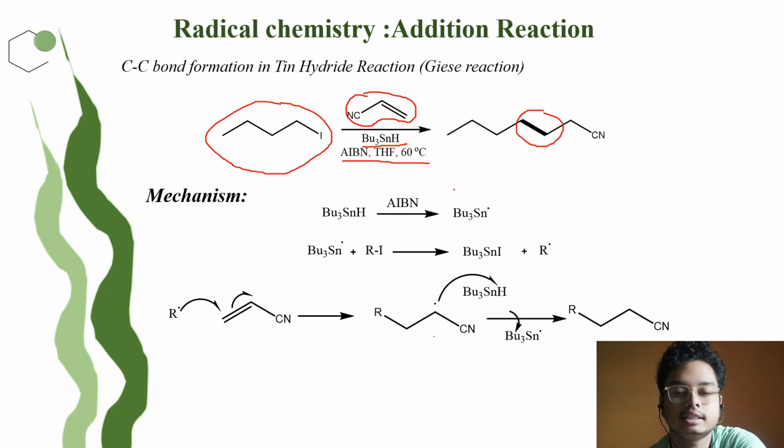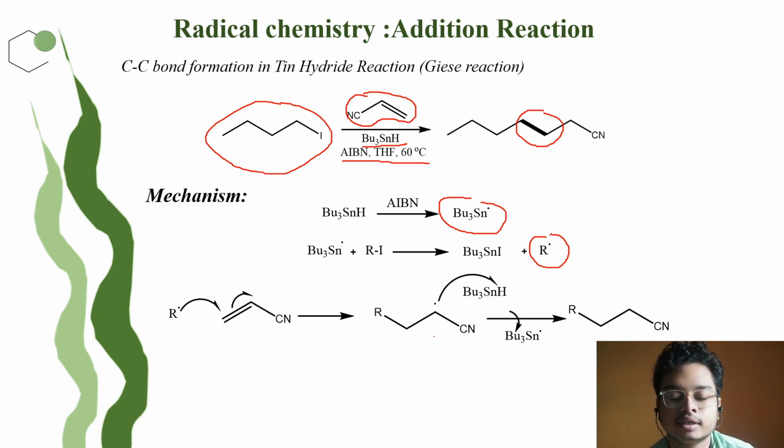The initial step will obviously be radical initiation. In the presence of AIBN, this radical is generated, and this radical will attack here to generate the R radical. Now, till here it will be similar to the previous reaction, but now this particular R radical has two different possibilities, or two different competing reactions.